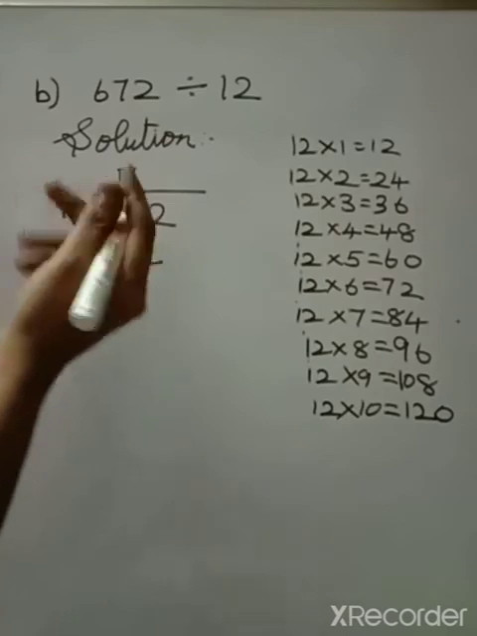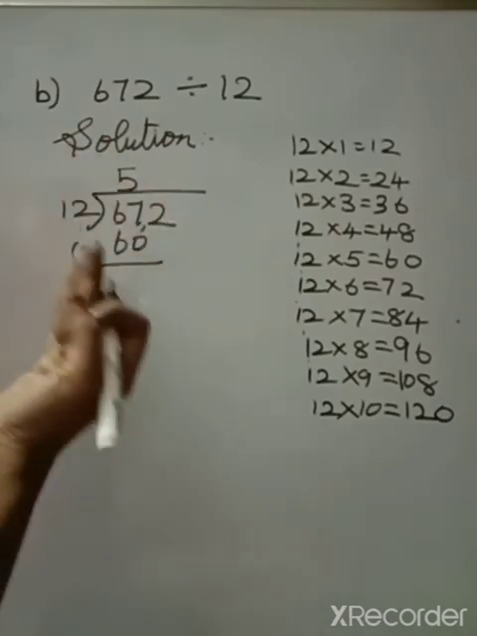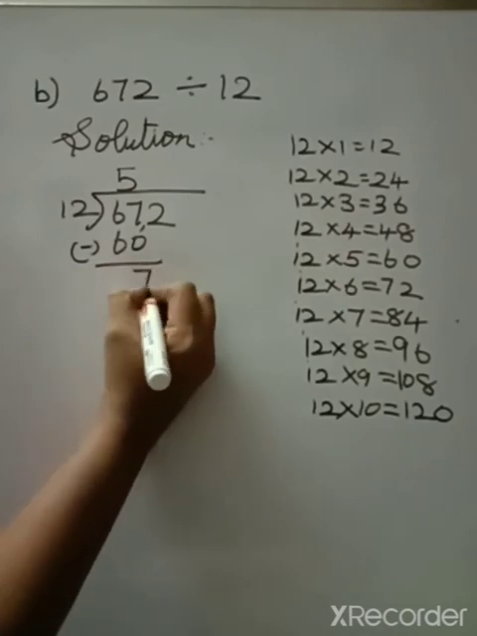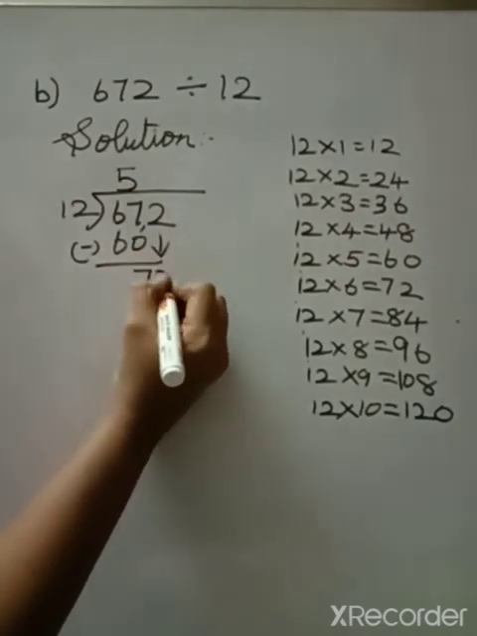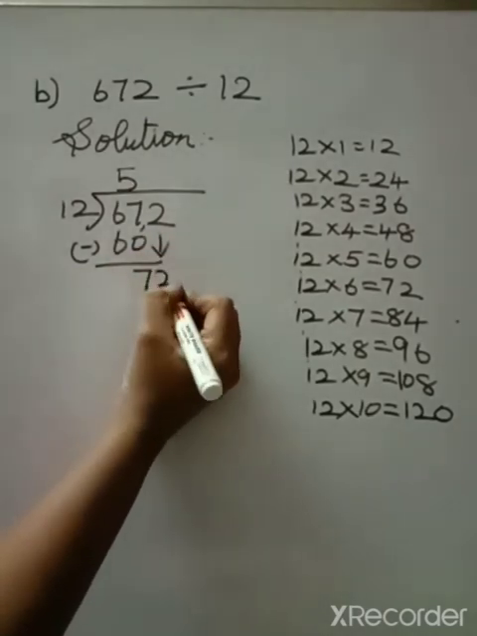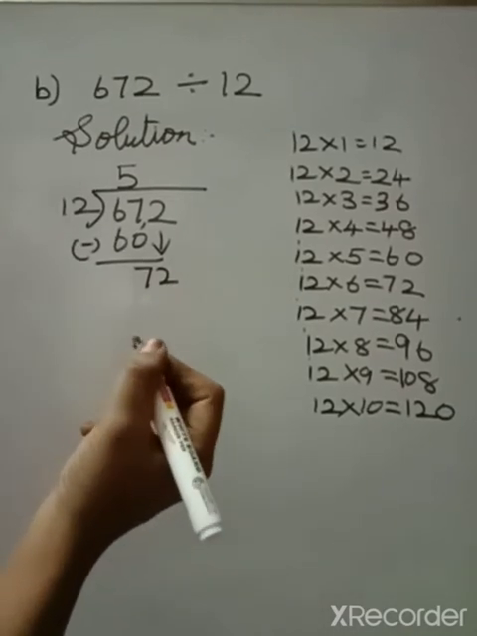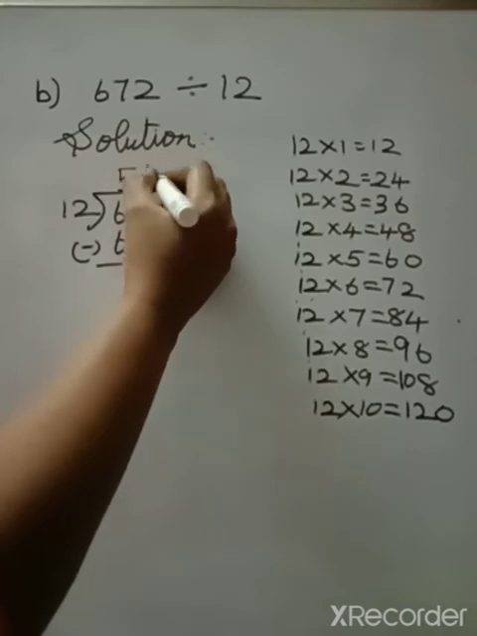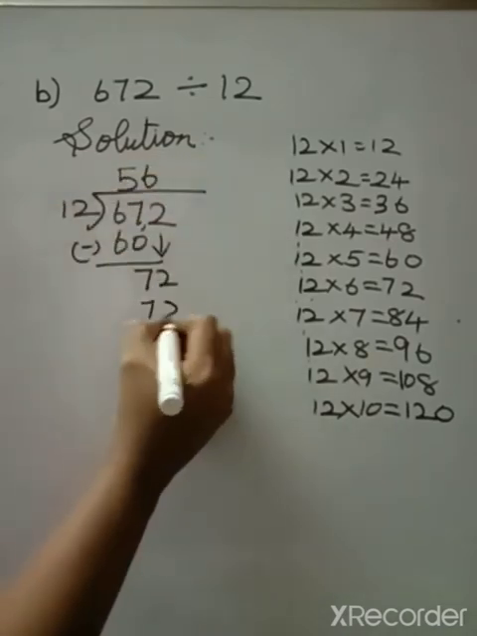0 to 7. 0 after 1, 2, 3, 4, 5, 6, 7. So 7 fingers are here. Now bring the next number down. Here it is 72. So 72, 6 times. So 6 times 6, 12s are 72.